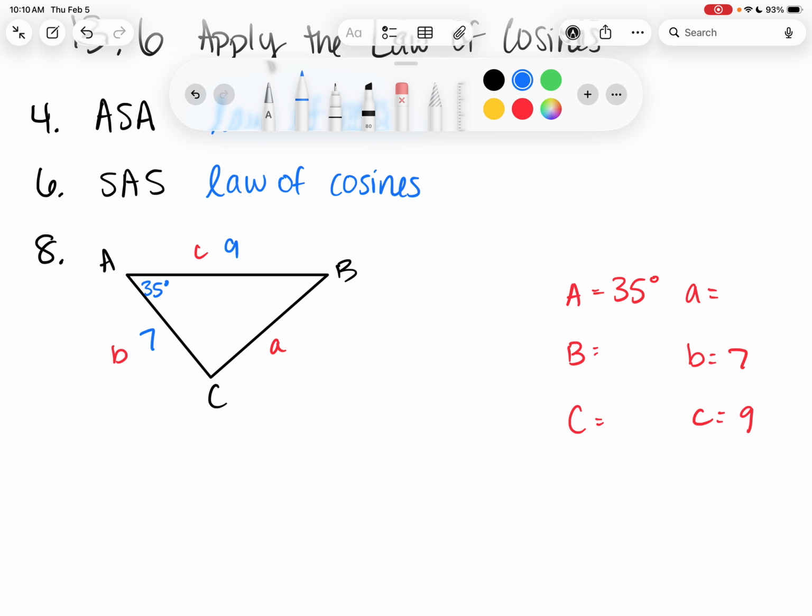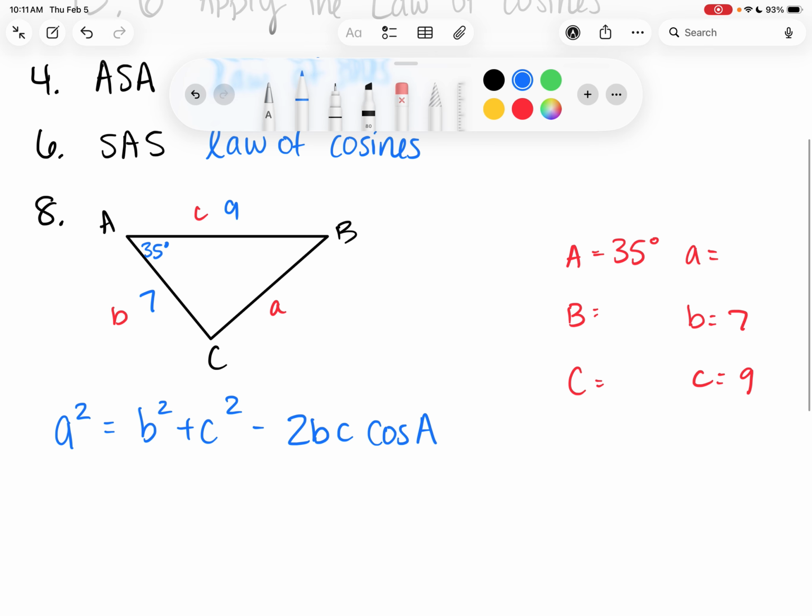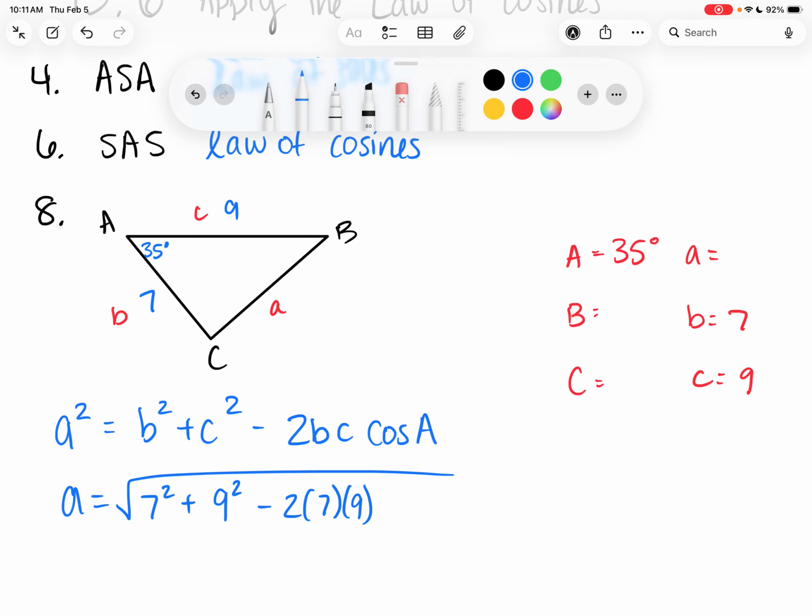So that's using the first formula, which is a squared is equal to b squared plus c squared minus 2bc cosine of A. When I write this, I'm going to go ahead and write the square root of everything, so that I just have A is the square root of all of this instead. So I'll have 7 squared plus 9 squared minus 2 times 7 times 9 times the cosine of 35.